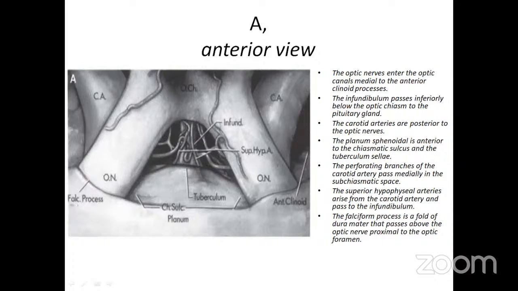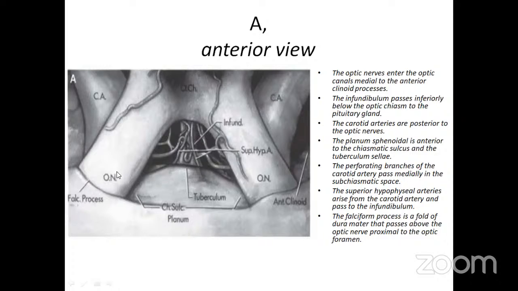Okay. This is the anterior view. The optic nerves enter through the optic canals medial to the anterior clinoid process. These are the optic nerves. This is the optic chiasm. Posteriorly, we cannot see, but there will be optic tracts. The carotid arteries lie laterally and posteriorly to the optic nerves. Below the optic chiasm is the infundibulum.